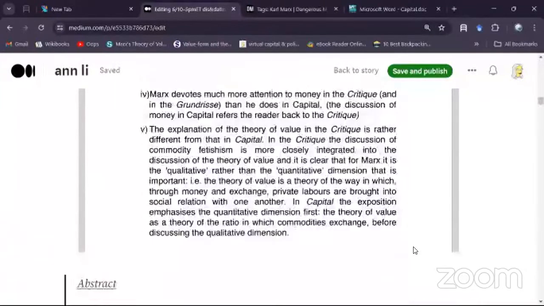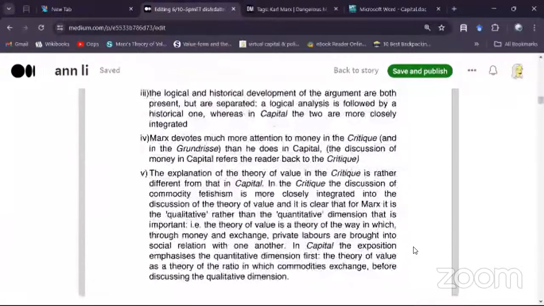The explanation of the theory of value in the CPE, the critique, is rather different from that in Capital. In the critique, the discussion of commodity fetishism is more closely integrated into the discussion of the theory of value. It is clear that for Marx, it is the qualitative rather than the quantitative dimension that is important, i.e., the theory of value is a theory of the way in which, through money and exchange, private labors are brought into social relation with one another. In Capital, volumes 1, 2, and 3, the exposition emphasizes the quantitative dimension first. That's why Simon Clark says you've got 4 parts, and the first 3 are kind of quantitative.